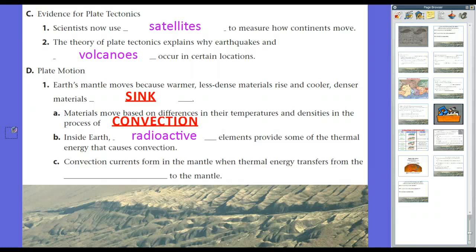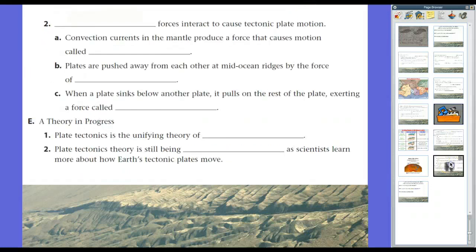Okay, and from the mantle out to the crust. So convection currents will form in the mantle when the thermal energy transfers, like I just said, from the core to the mantle. Okay? What happens then is it actually moves the plates themselves, which I'll get to in a second. I'm going to skip over that picture and come back to it. So what will happen is we have three forces interacting to cause tectonic plate motion, according to scientists right now.